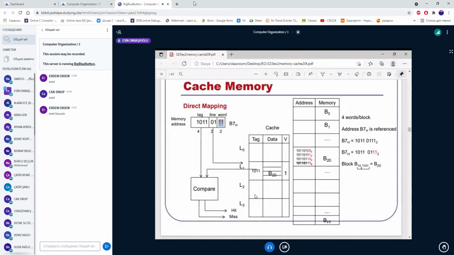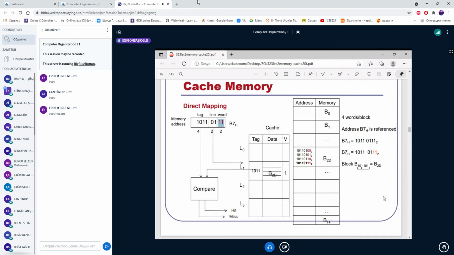But if it is not in the cache, assume that another block is here, or the cache is empty, it's the first time we switch on the system. In that case, although the CPU is trying to access a single word, the complete block 2D comes into the cache, and then the word is selected and sent to the CPU.